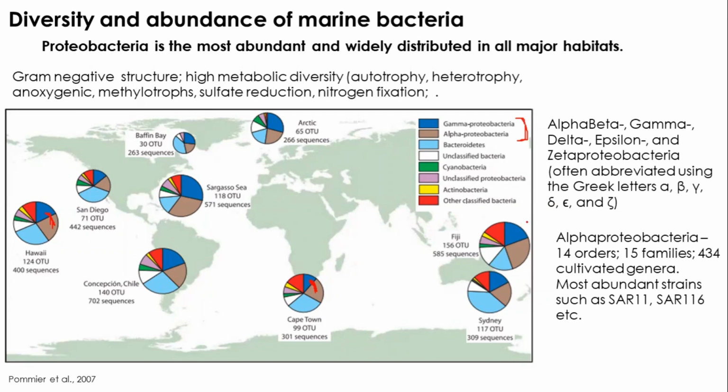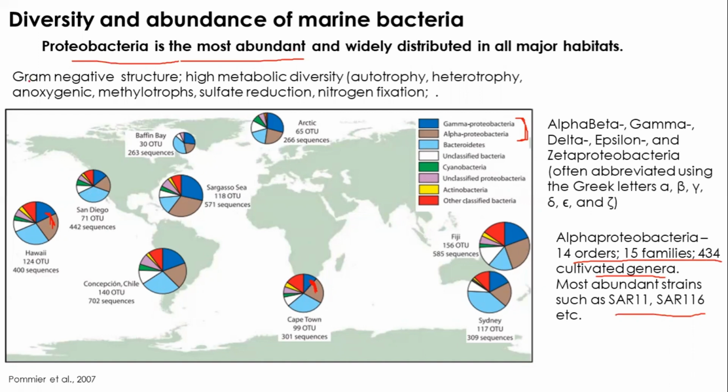And in particular, alpha proteobacteria, which belong to 14 different orders and 15 different families, and altogether there are more than 400 species which could be cultured till date on plates. Okay, and this includes your SAR11 and SAR116. And as I said, proteobacteria is the most abundant and widely distributed in all major habitats. So in future, if you are ever working on marine microbes, there are more chances that you will get proteobacteria as an abundant bacteria in your cultured plate.